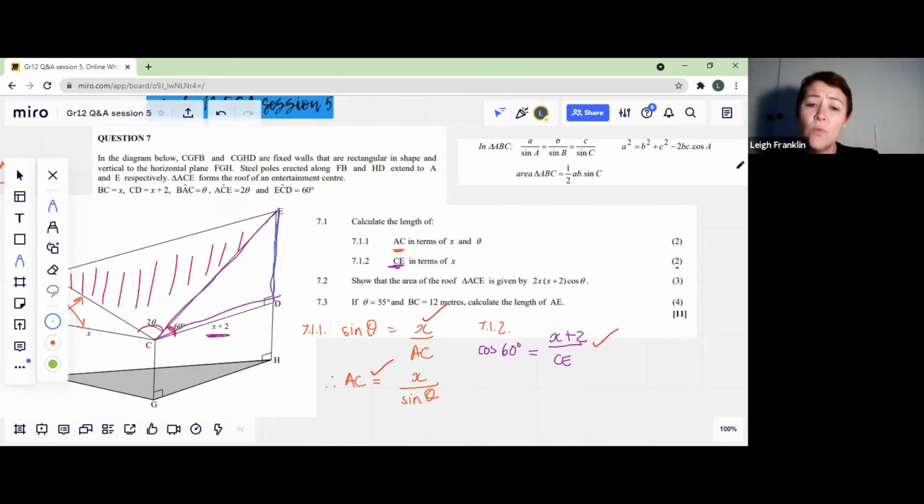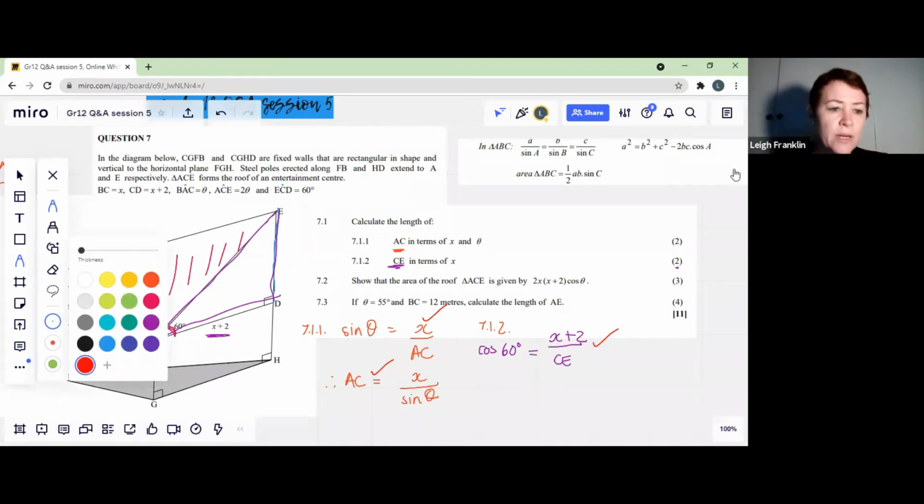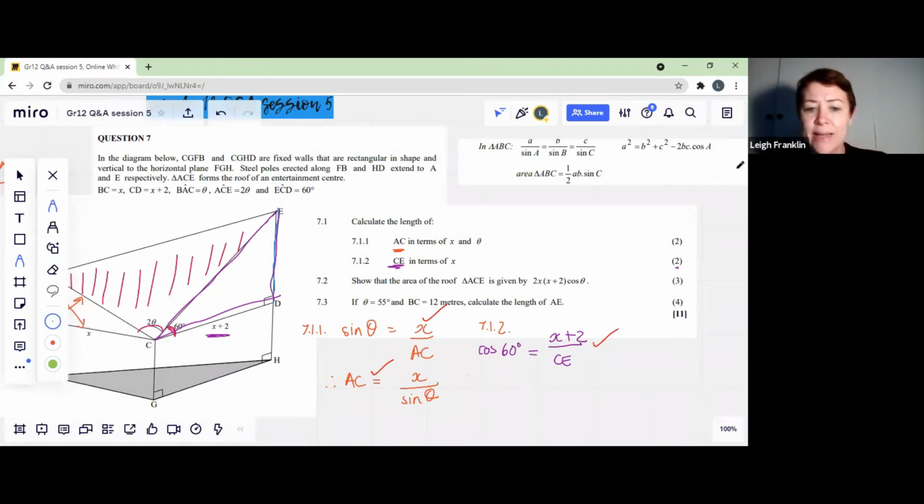And now, because they want CE in terms of x, they want us to make CE the subject of the formula. So again, I can interchange CE and cos 60, but I'm still not 100% finished. So if CE is equal to x plus 2 over the cos of 60, what is the cos of 60 equal to? It's one of our special angles, and again, something that you would be expected to know off by heart. Can anybody tell me what the cos of 60 is?